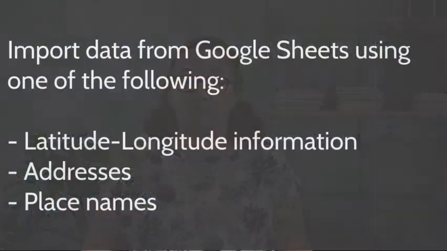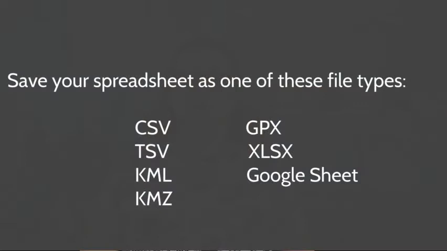Let's say you have several items you want to add to a map. Use Google Sheets and import the data and let it place it for you. All you need is to make sure you have a column with one of the following: latitude, longitude information, addresses, or place names. The additional columns can hold the information you want in the description area. Save your spreadsheet as one of these file types.